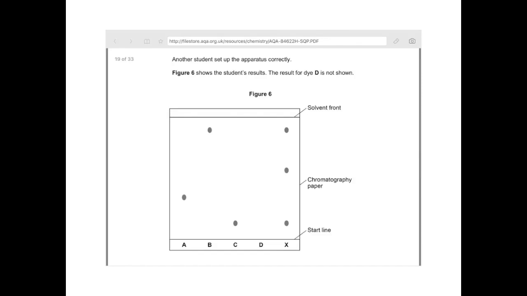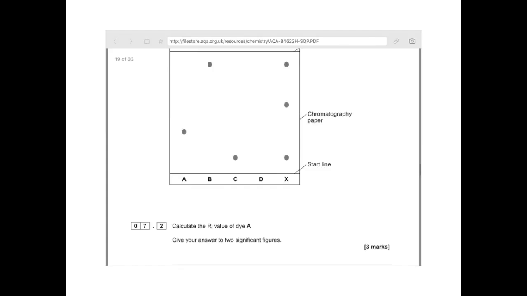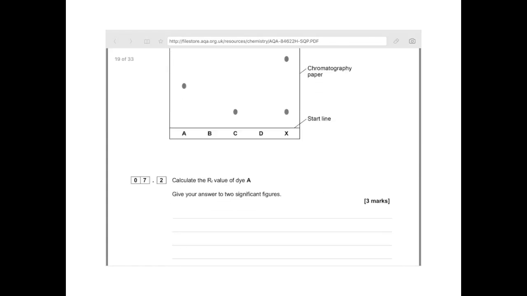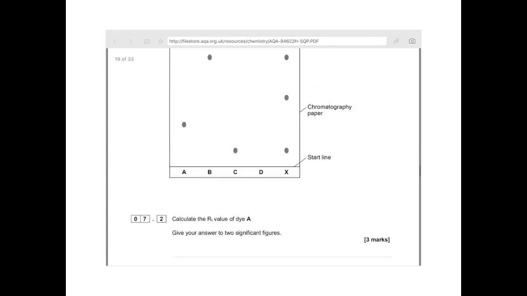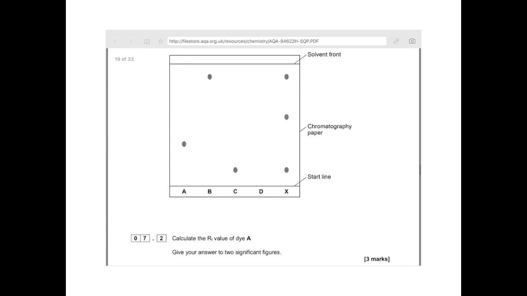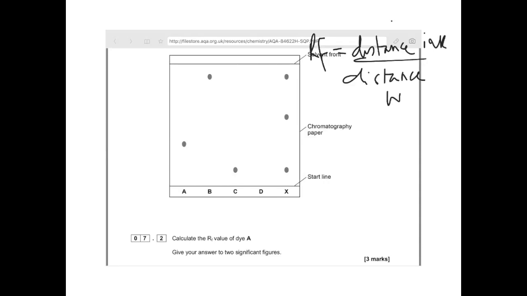Another student set up the apparatus correctly. Figure 6 shows the student's results. The result for dye D is not shown. Calculate the RF value of dye A. Give your answer to 2 significant figures. So first of all, it's important that you know the equation for the RF value. So remember, RF equals distance moved by ink divided by distance moved by solvent or water.